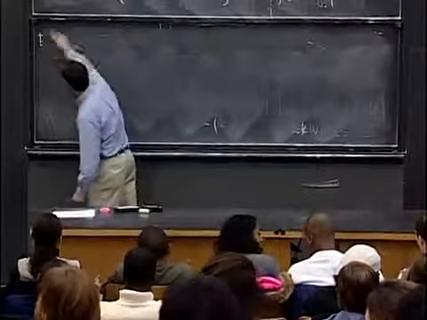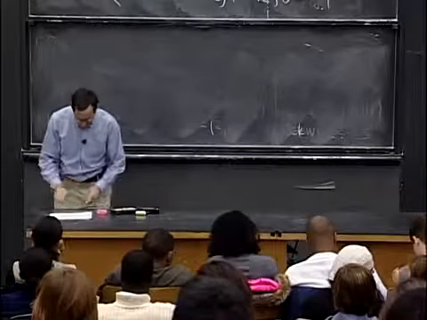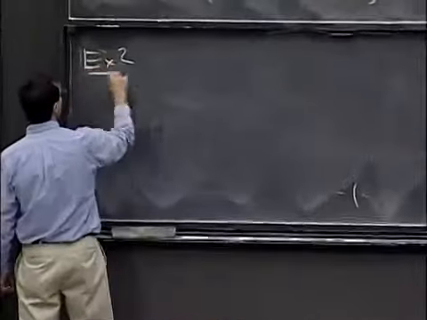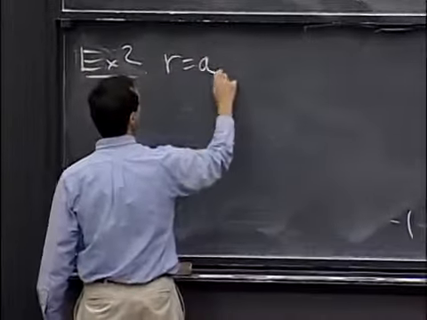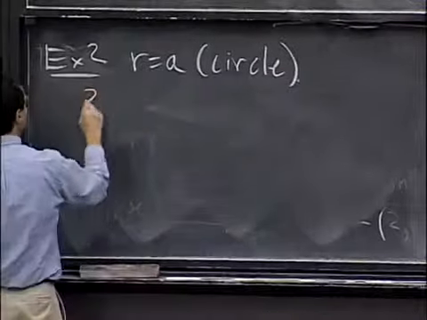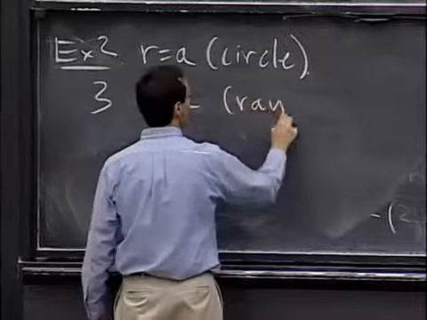Now, let's do a little bit more practice here. There are some easy examples, which I will run through very quickly. R equals A, we already know this is a circle. And theta equals a constant is a ray.